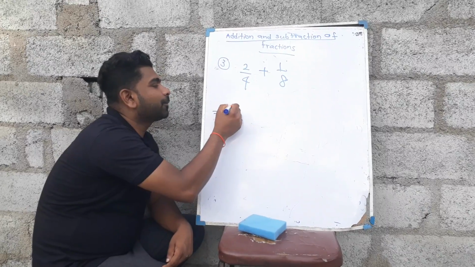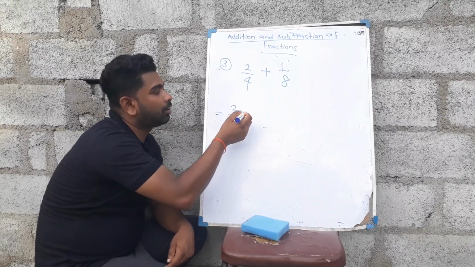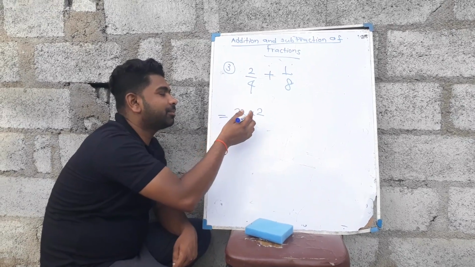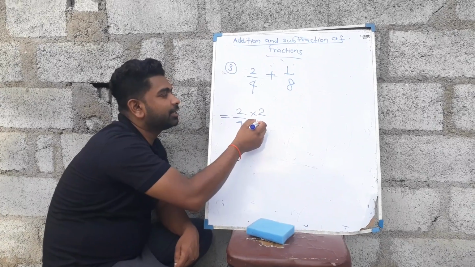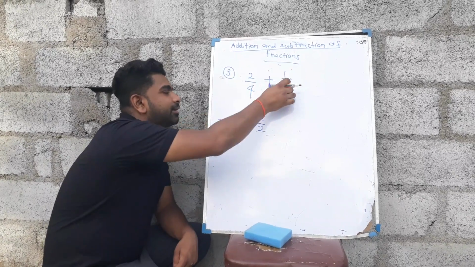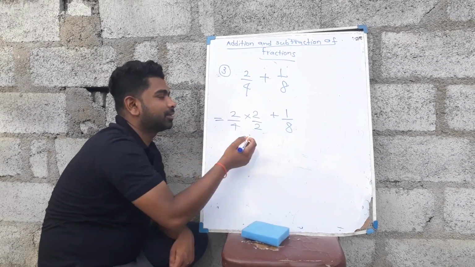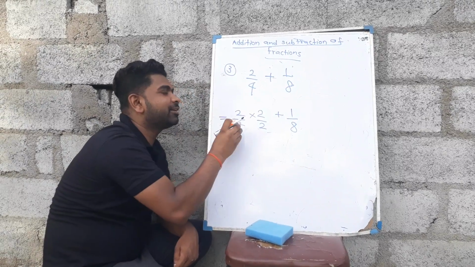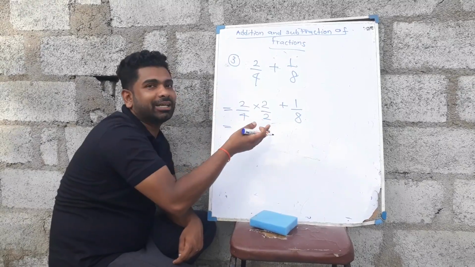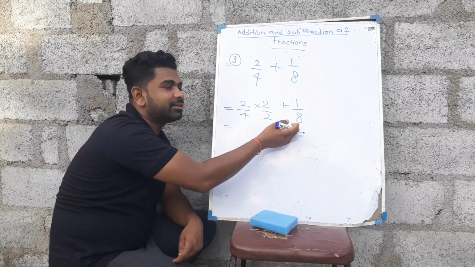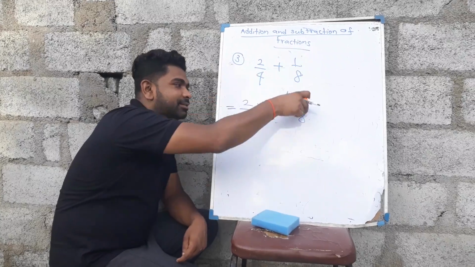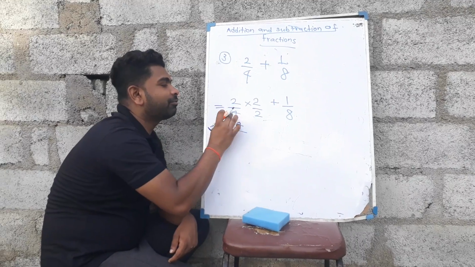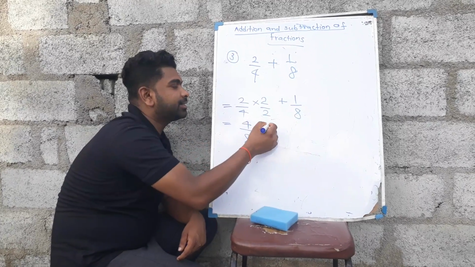Earlier you learned this. So 2 over 4, let's multiply this one by 2. If we multiply the numerator, we have to multiply the denominator also, right? This is a trick we are using: we convert the given fraction into an equivalent fraction, considering the denominator of the other given fraction. Now 2 into 2 is 4, 4 into 2 is 8, and write this down.